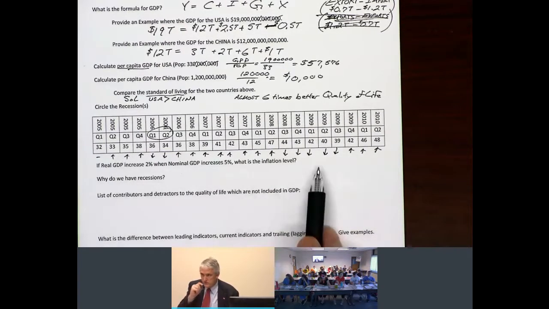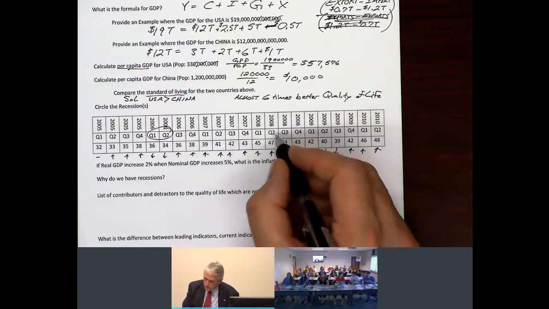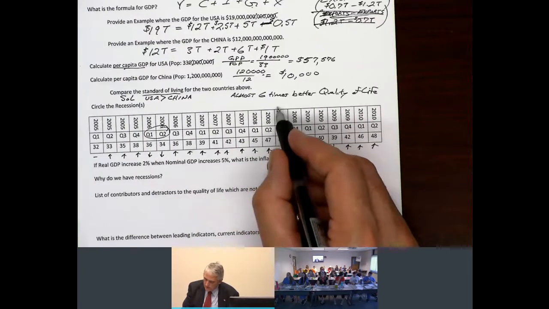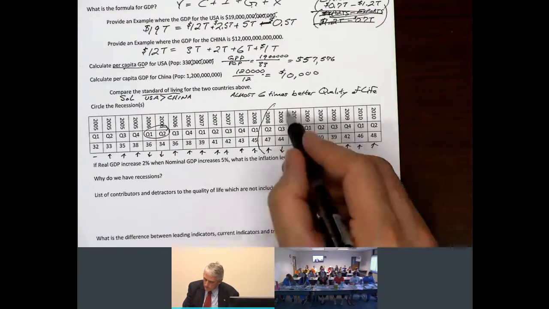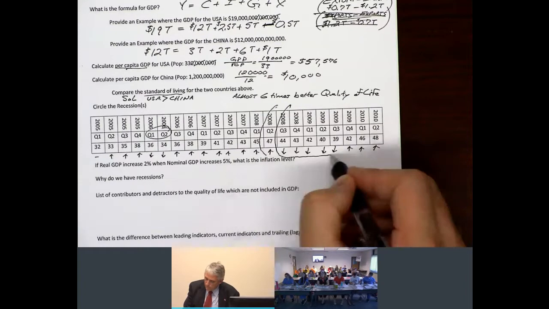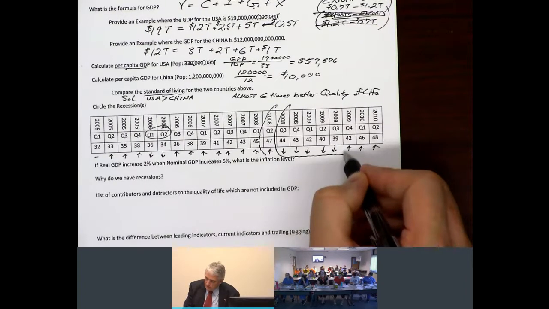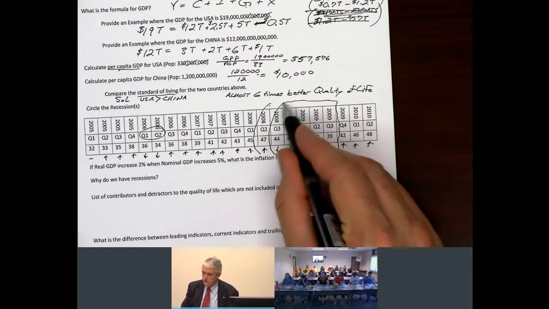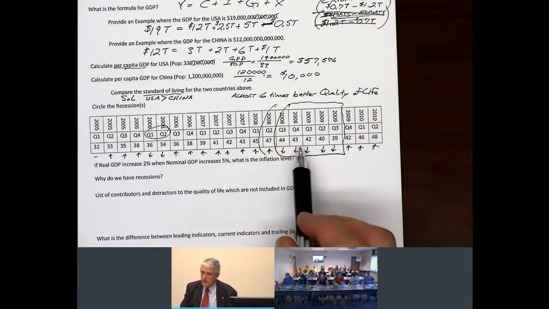And how about over here? Where's the recession there? Give them a chance. Go ahead and where does it begin? Quarter 3 of 2008. There we go. And it lasted 5 quarters, right? Good. Now, when would the government have noticed this recession?